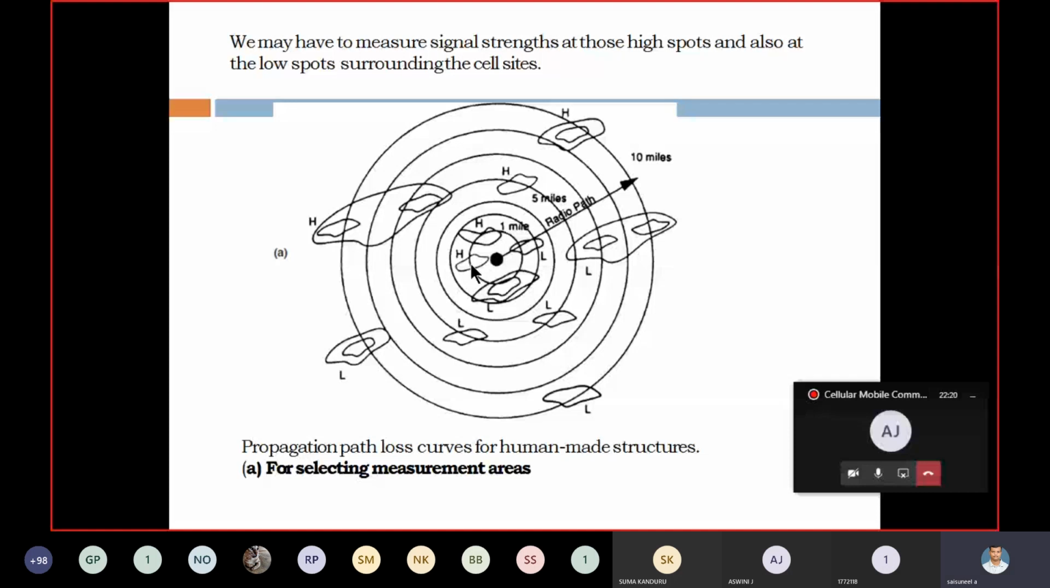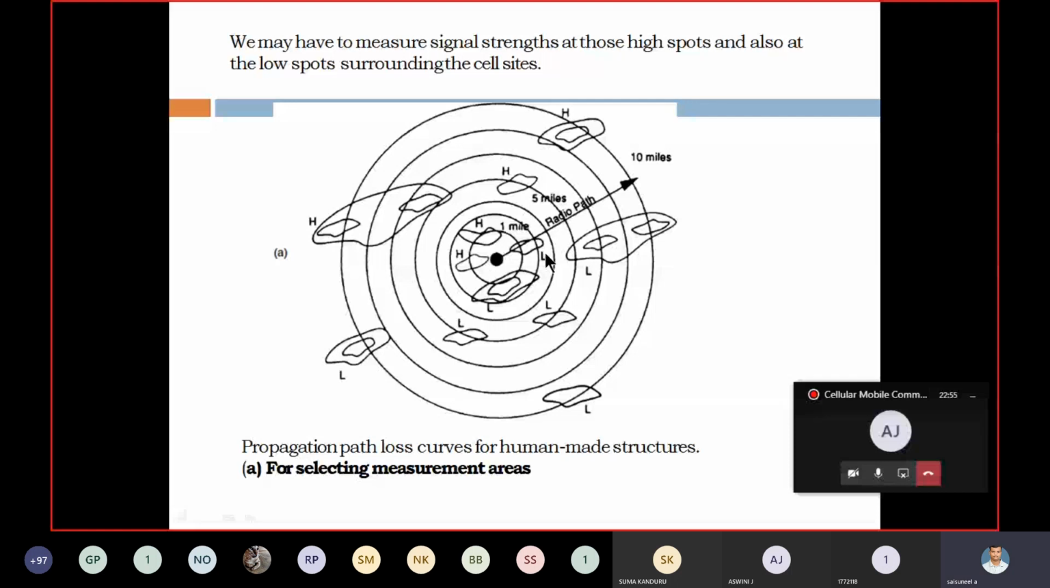See this here. Up to the 10th mile, we are getting high signal strength. Here, for the first mile, from this location, we are getting low. Why? Here there is a multi-storey building. Suppose in this multi-storey building we are sitting deep inside, where there is no ventilation. At that time, no signal comes. That's why in this location we are getting low.